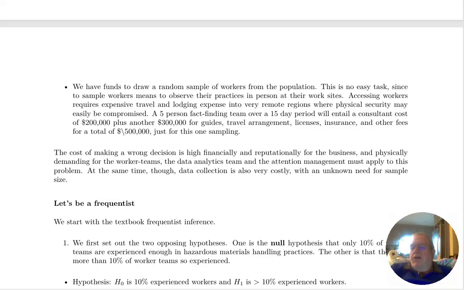It's expensive, especially if you have a far-flung empire of sites to visit with different cultures and people with different levels of education and experience in that mixture. But the cost of making a wrong decision here is both financial and, more importantly, reputational. It takes years to build a reputation, and a couple of seconds, nanoseconds these days because of social media, has accelerated this, to destroy one. So this is an important decision. So let's be a frequentist.